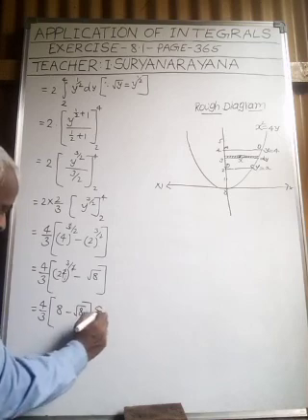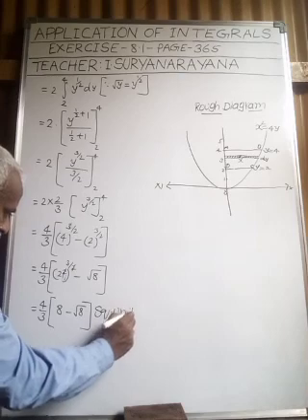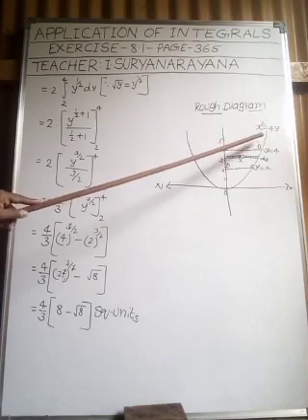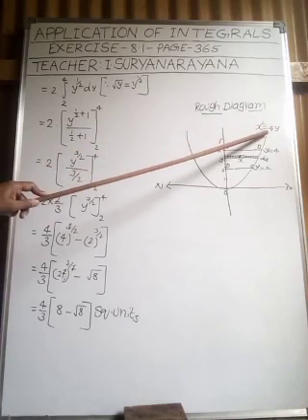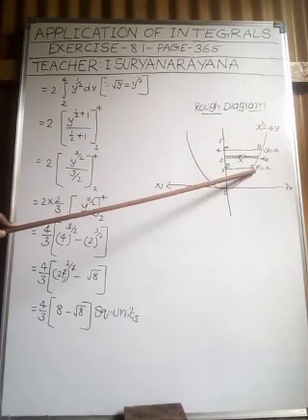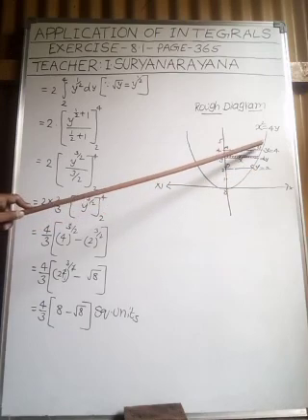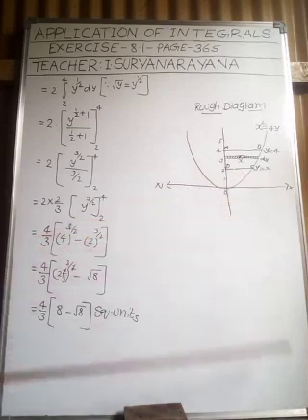Square units. This is the area of the region bounded by the curve x square is equal to 4y, the y axis, and between the lines y is equal to 2 and y is equal to 4 in the first quadrant. Understood, my dear children? Right.